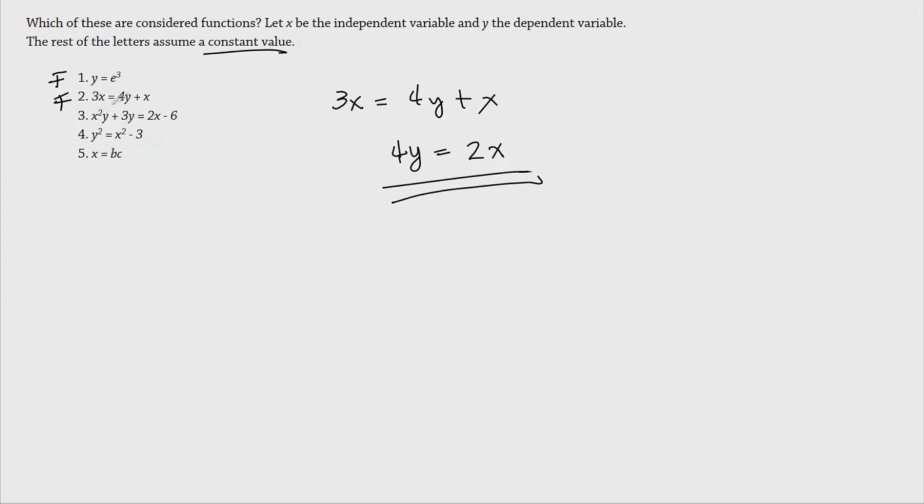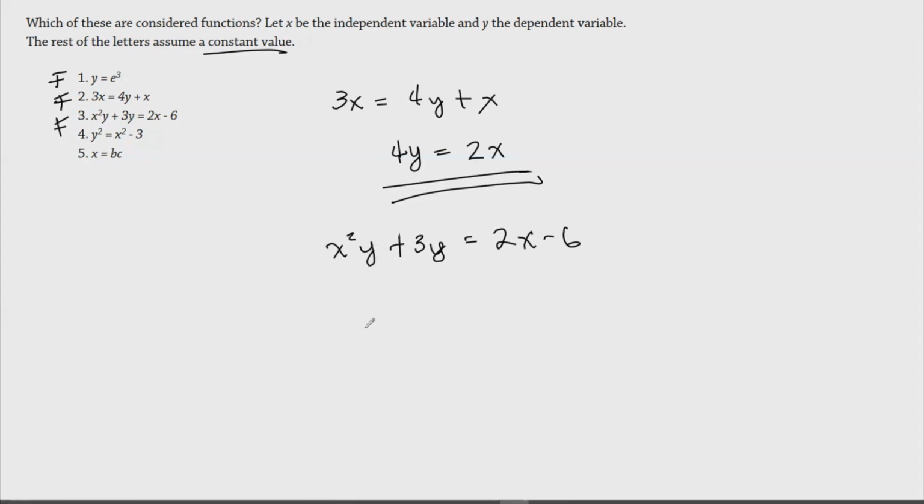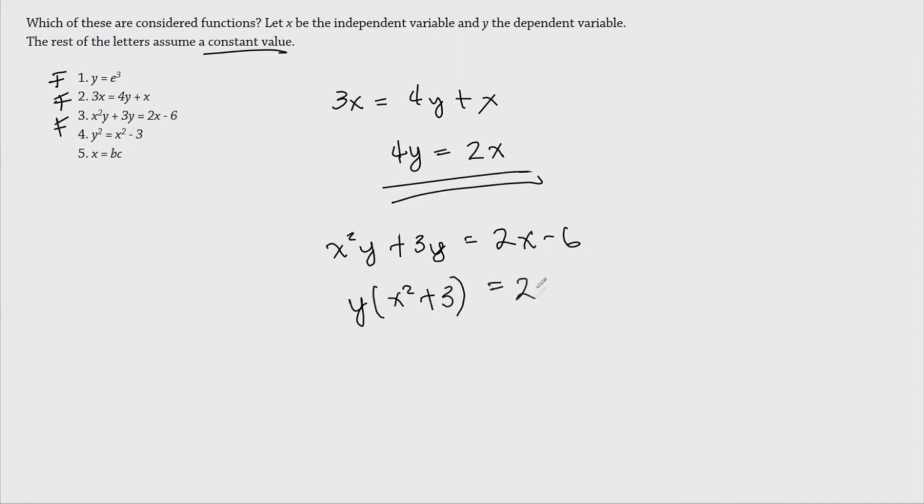So number 3, let's try x squared y plus 3y equals 2x minus 6. It looks quite complicated, but still the answer is a function. So how did it become a function? We call this an implicit expression. Later on, you will be given some of those kind. So yes, it's true that y is multiplied with x squared, but remember, if you factor out y, we get y times x squared plus 3 equals 2x minus 6, so y is equal to 2x minus 6 over x squared plus 3.